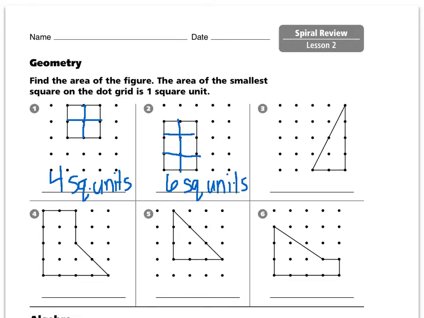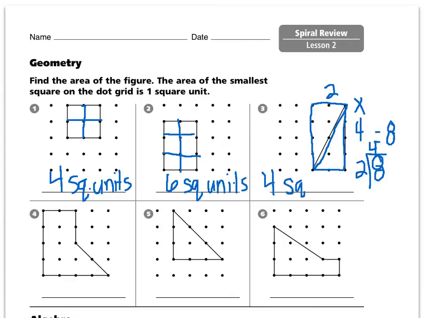For number 2, I can cut it up evenly, and I know that there's going to be 6 square units. For number 3, I only have 2 squares that I can see fully. So instead of looking at that, I'm actually going to take the full rectangle and I'm going to divide it by 2. And I can see that it's going to be a 2 by 4, and 2 times 4 is going to equal 8. But I need to divide it by 2 because the triangle is just half of the rectangle. 8 divided by 2 is going to equal 4. So it's 4 square units.